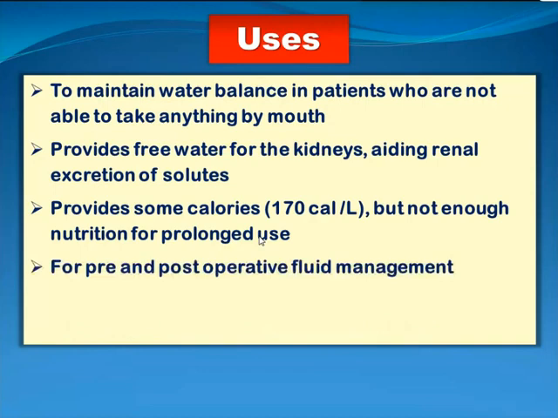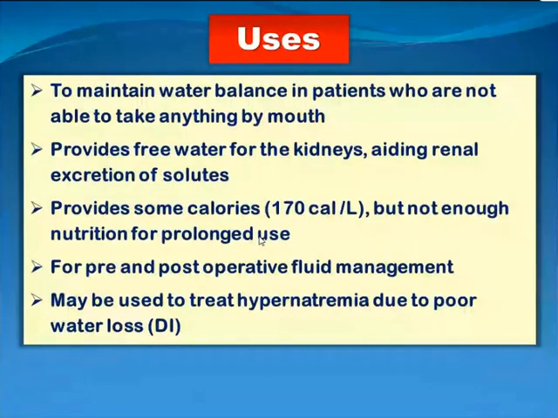As we say for post-operative fluid and even for preoperative, sometimes the patient needs to be prepared for the surgery and stop the oral feeding, and you will put on the glucose water. It may also be used to treat hypernatremia due to poor water loss, for example in diabetes insipidus. Because of poor water loss, there will be high maintenance of free water to the circulation. Dilution of the circulation will cause correction of the hypernatremia. These are the uses of glucose water 5%.